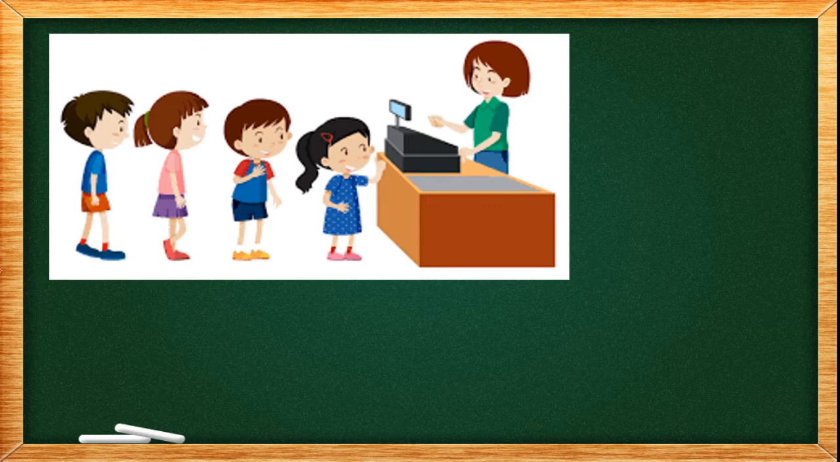Today we are going to discuss place values in the Hindu-Arabic numeral system. Look at the pictures given here. There are some children standing in a queue. In this queue, each child has their own position and each position has its own importance.